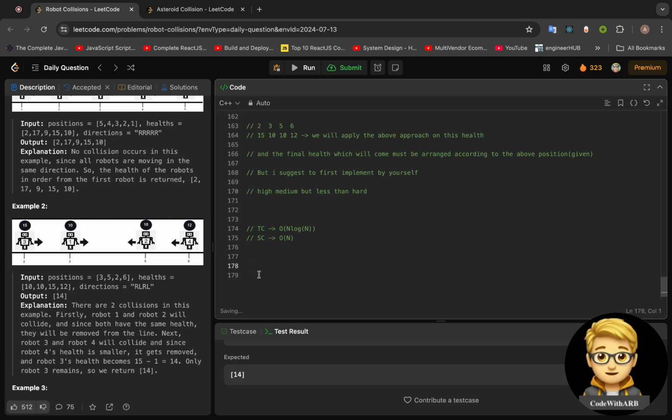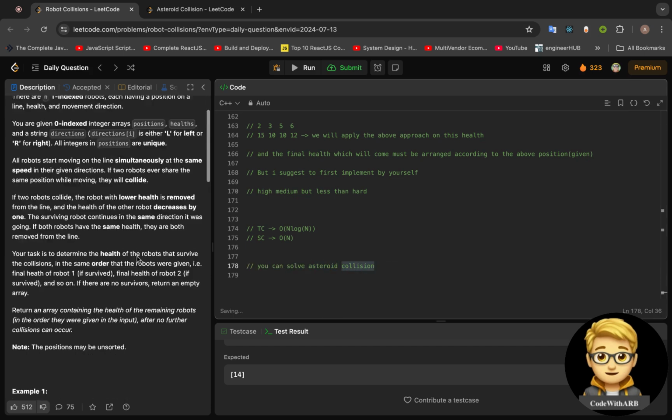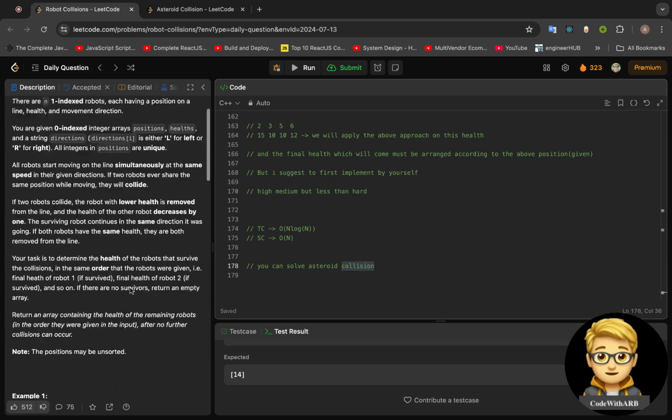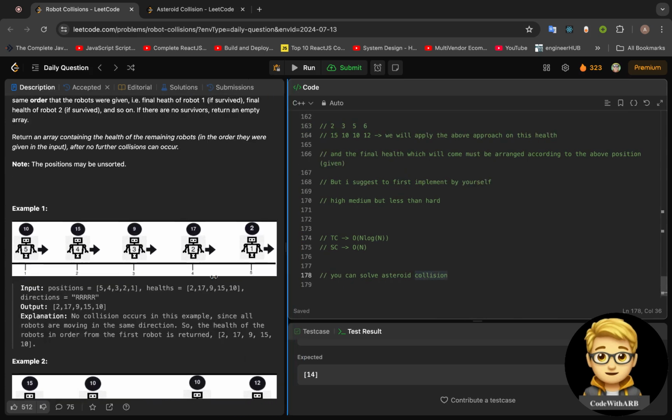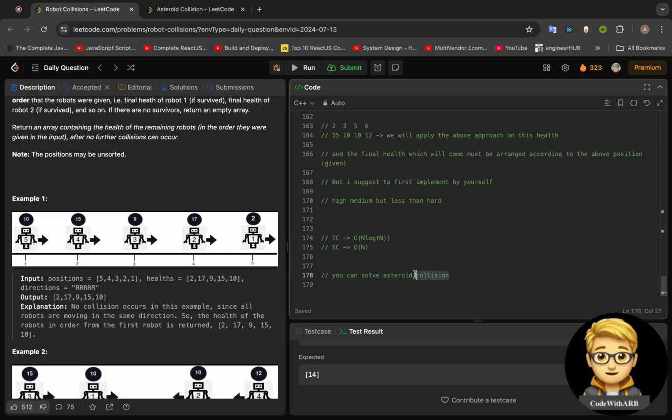So yeah, you can solve asteroid collision also with this approach, right? It is an easy one. You don't need to worry about position and direction; it is just given in the question itself, right? You can solve the asteroid collision and all.